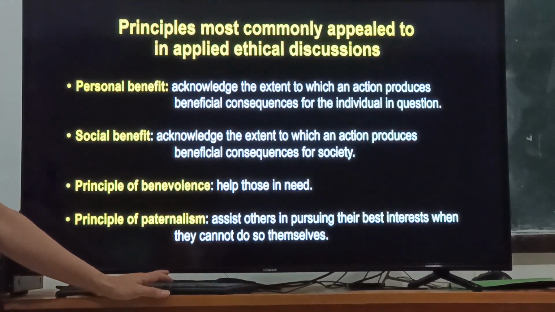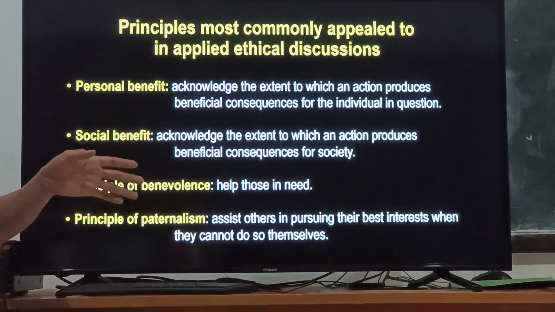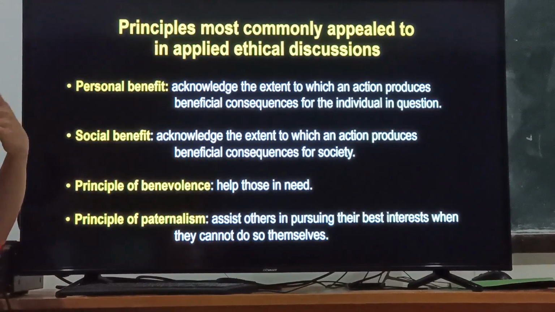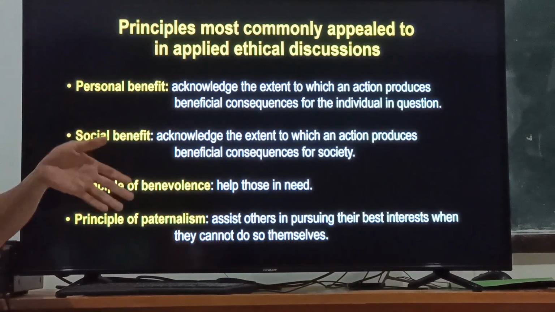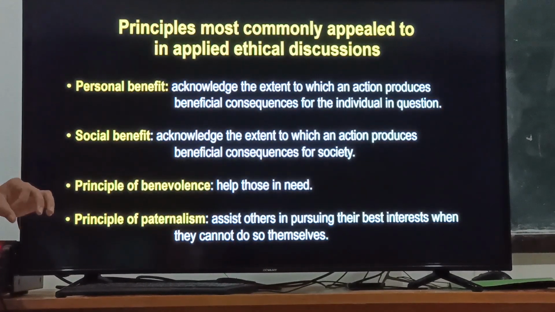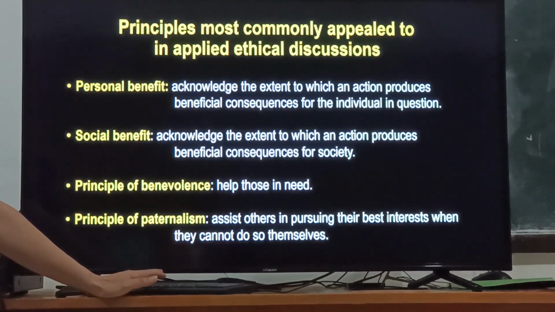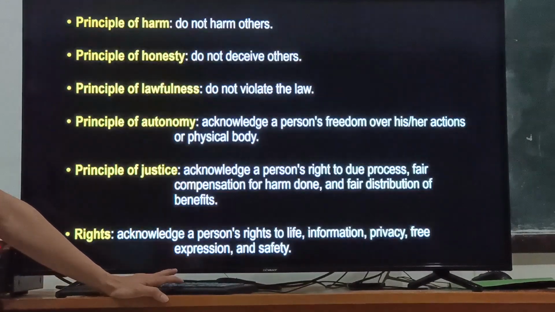And the principle of benevolence, that we need to help those in need. Principle of paternalism. This is the principle that doctors observe, that since patients cannot personally cure themselves, and doctors are the ones trained to treat people with diseases and health issues, they are duty-bound to assist others in pursuing their best interest when they cannot do so themselves.